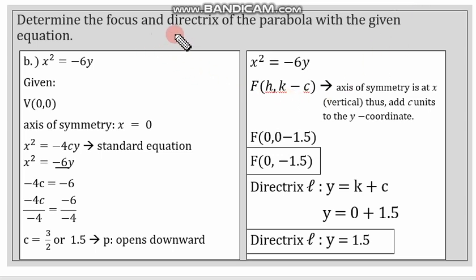Determine the focus and directrix of the parabola. x squared is equal to negative 6y. Since there is no h and k here, our vertex is at (0, 0). Our parabola is opening downward, and this is the vertex at (0, 0).